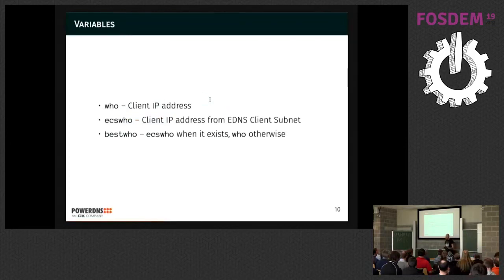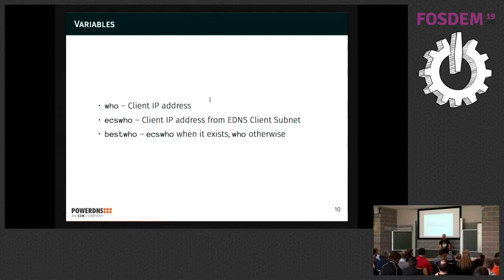We have a couple of variables that you get every time a script is invoked. That is who, ECS who, and best who. Well, the names already say it. So who is the client IP address that you get. I'm not 100% sure about the interaction we have with XPF, but I'm pretty sure we will give you the... I hear Bert grumbling a bit, but we'll have to check that. So who will tell you the client IP address.